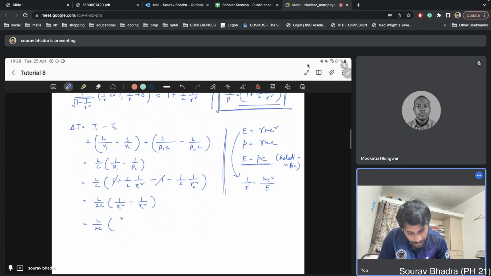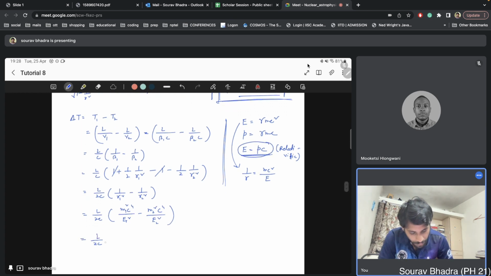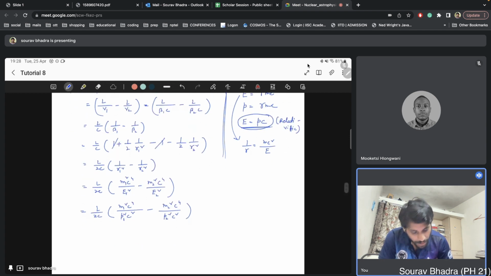So 1 by gamma is m1 square c to the power 4 by E1 square minus m2 square c to the power 4 by E2 square. Okay, and also I have written E is equal to pc, right? So if we write that, m1 square c to the power 4 is there, E square means p1 square c square, because for the first particle, and similarly E2 square is p2 square c square. Okay, so c to the power 4 by c square will give you a c square term only.